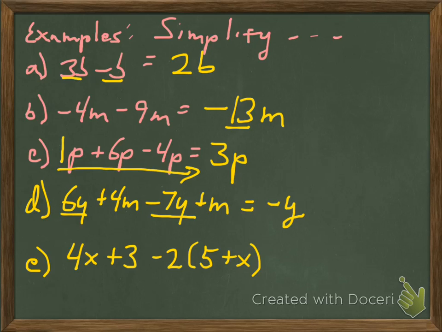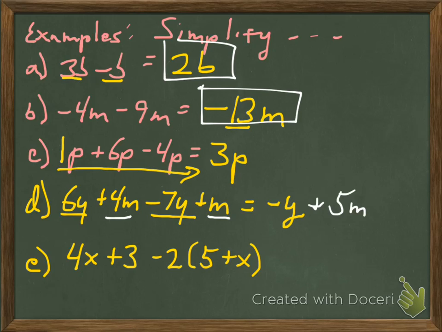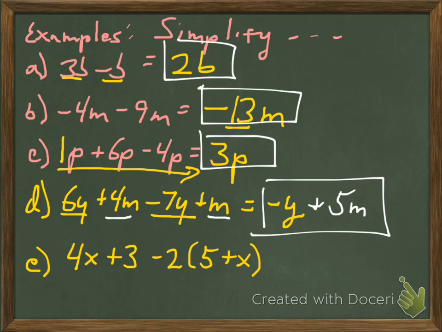Now let's change colors, and we also notice that we have m's. And if I have 4m plus m, that's a total of 5 m's. Okay? And each of these has been simplified by combining the like terms. Now the first three, there was only one variable, and so it was very easy to simplify. This one, we've simplified 2 different variables, and we've combined any like terms, and we finished the problem.